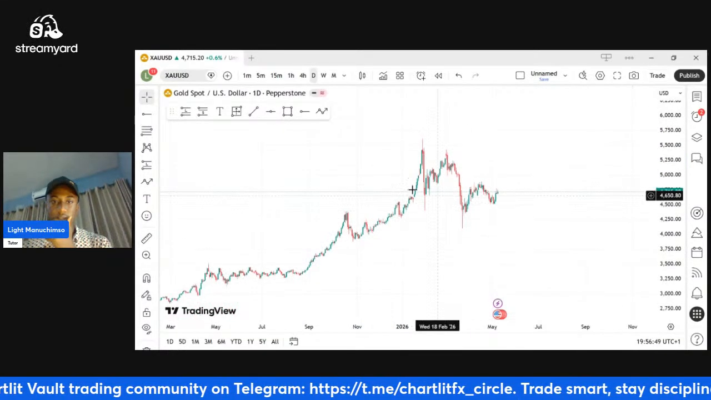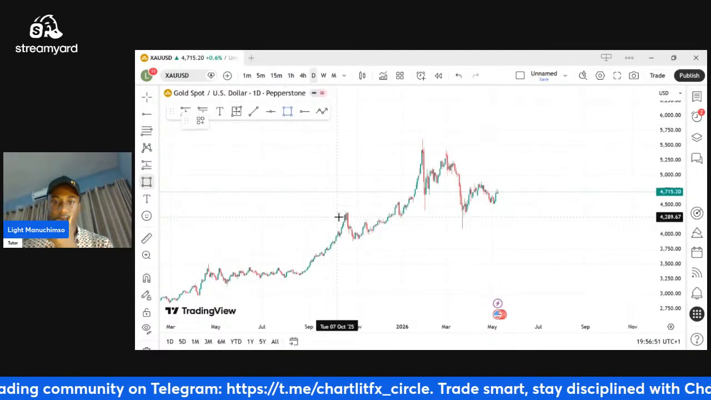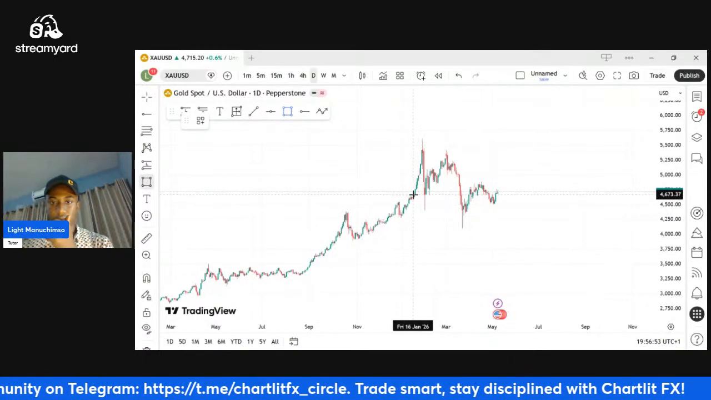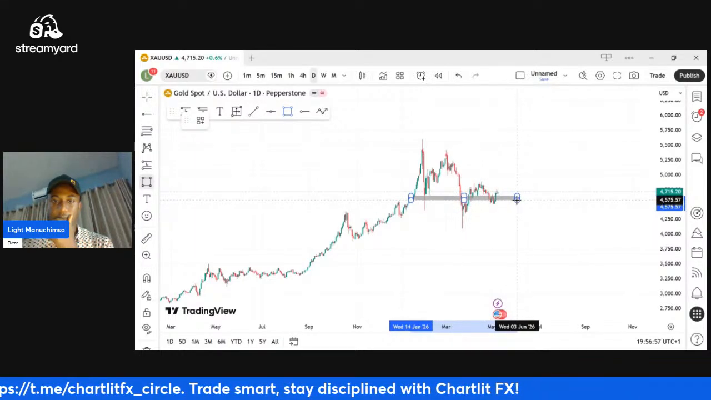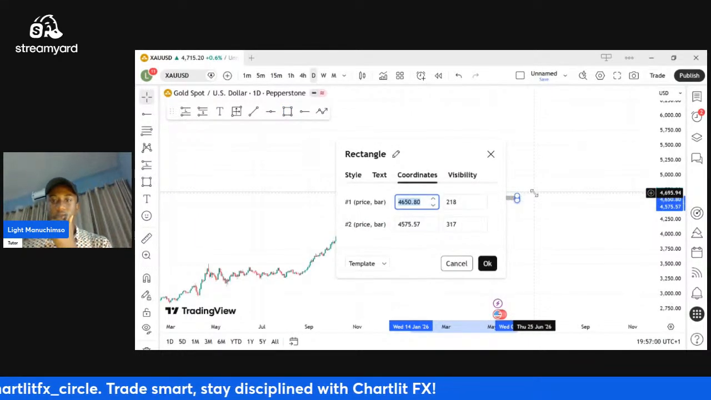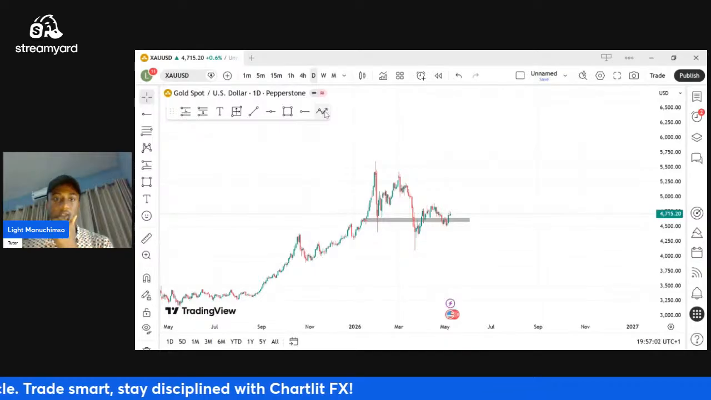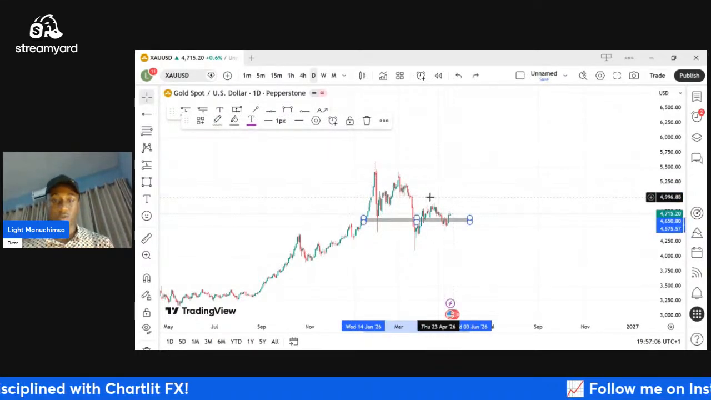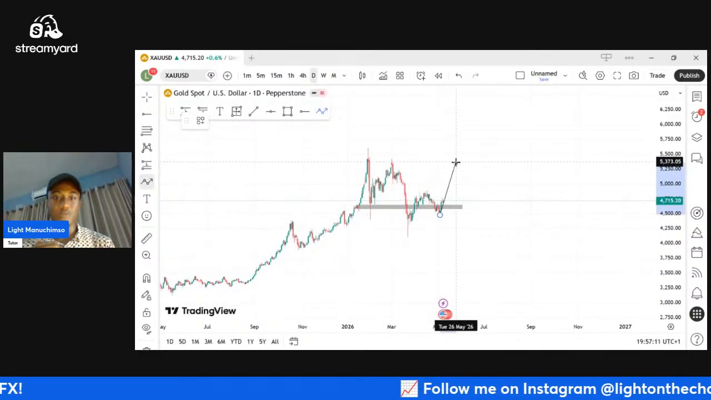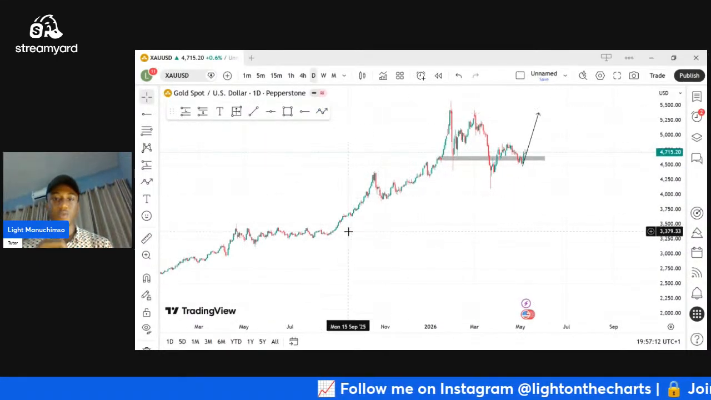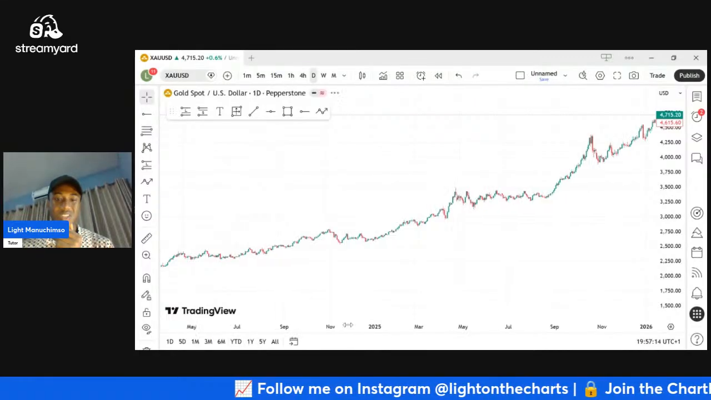Okay, on the daily, you can see this zone right here. I see price tapping up at this zone. So what is price ready to do? It's ready to continue the uptrend we've been in so far. Gold is in an uptrend. Forget the pullback it's having. It's been an uptrend since inception. You can see where it started from.